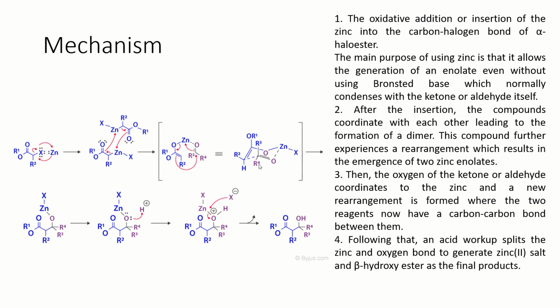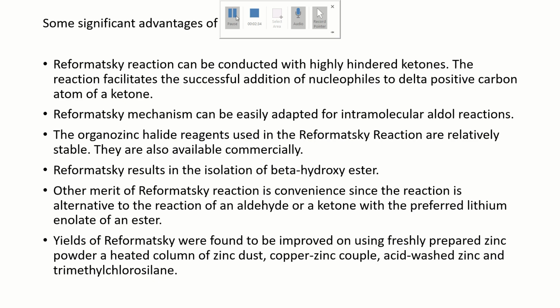Then the oxygen of the ketone or aldehyde coordinates to the zinc, and another rearrangement will happen so that a carbon-carbon single bond will be created in the compound. And finally, after hydrolysis, a proton (H plus) or acid workup splits the zinc and oxygen to generate a zinc salt and our needed product, which is the beta hydroxy ester, as the final product.